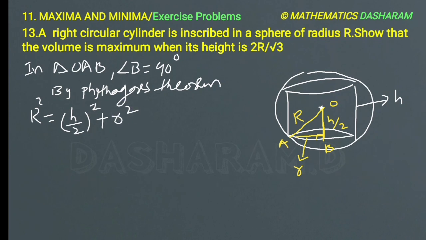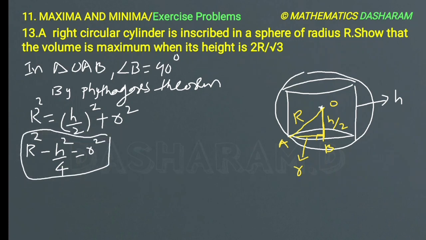From this I am going to find out the small r. Why? Because we have to consider that the volume of the cylinder is maximum. Then we have to prove that the height is 2R by root 3. So the volume formula is pi r square h. In this, the r value is required, that is why I am finding the small r value. So capital R square minus h square divided by 4 equals small r square.